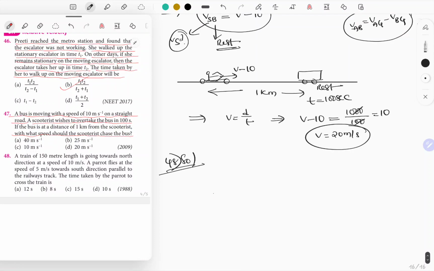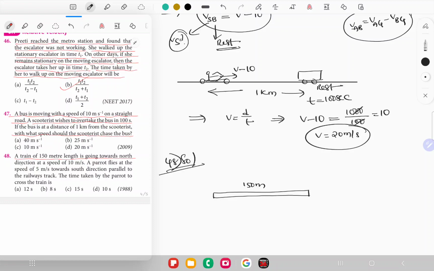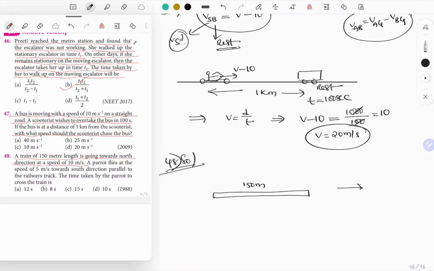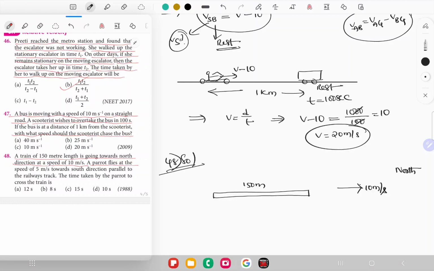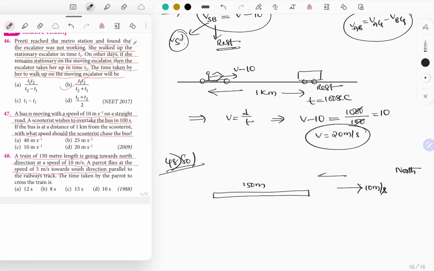48. A train of 150 meter long, going towards the north direction at a speed of 10 meter per second. Let me assume this is the north direction. It is moving with 10 meter per second. This is north. A parrot flies at a speed of 5 meter per second towards the south direction. So if this is north, this is south. The parrot is moving with a speed of 5 meter per second towards the south direction.